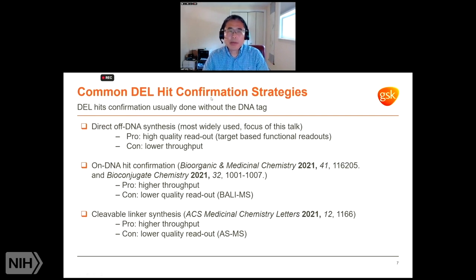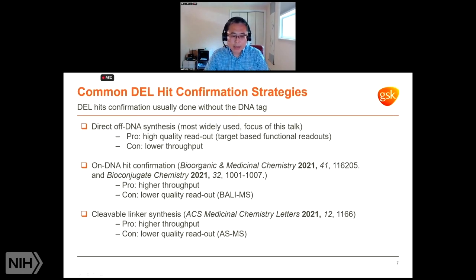Here are some common DEL hit confirmation strategies. Direct off-DNA synthesis has been used since the beginning of the DEL technology, which provides a high quality readout, however, it has a low throughput. And more recently, there are several papers published on high throughput hit confirmation. There are 2 papers, one from WuXi, the other one from Pfizer, which utilize high throughput on-DNA synthesis. And the on-DNA hit was confirmed using mass spec.